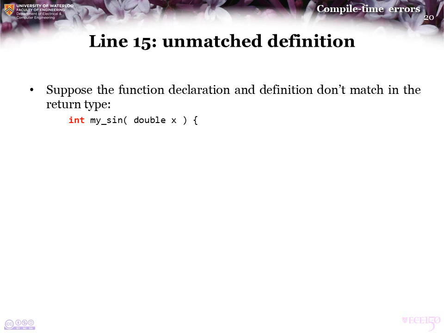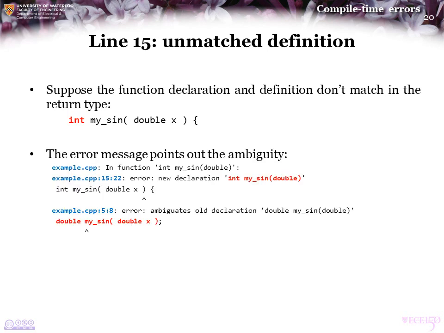Now, suppose that the function declaration and function definition don't match in the return type. Let's say you had double mySign double x, but then when you define the function, you accidentally wrote in int. The error message points out the ambiguity. It first says, oh, wait a second, there is a new declaration, int mySign taking a double, and it's pointing out the original old declaration, double mySign taking a double as an argument.